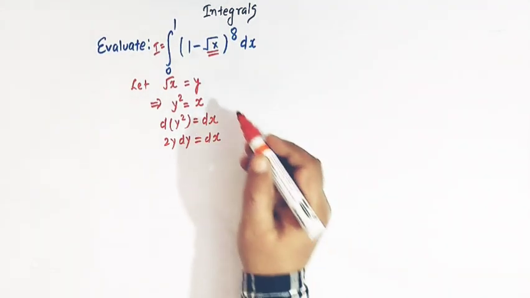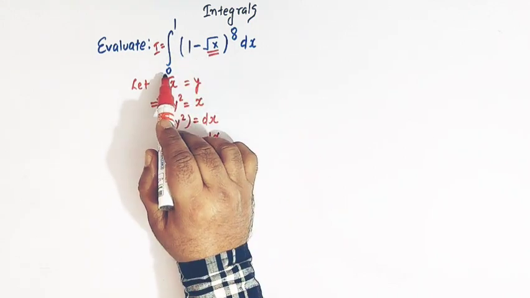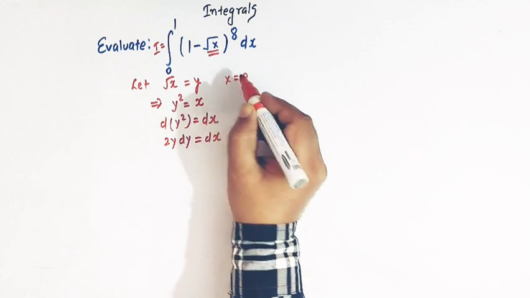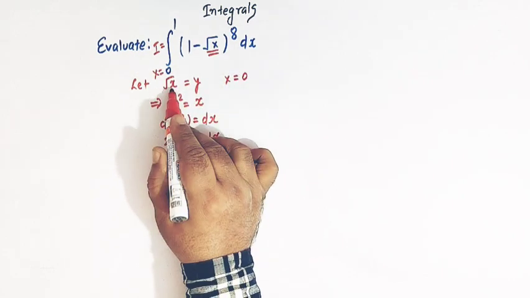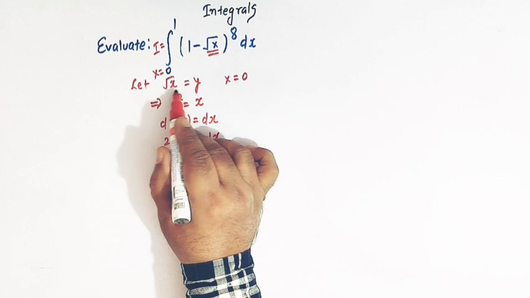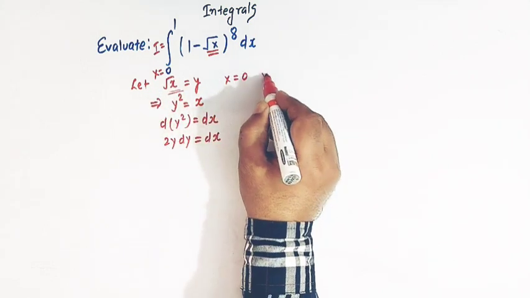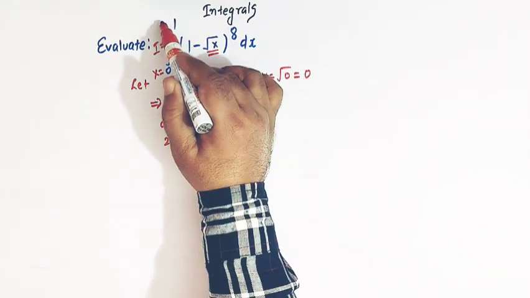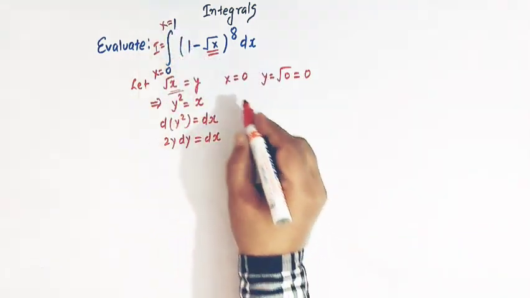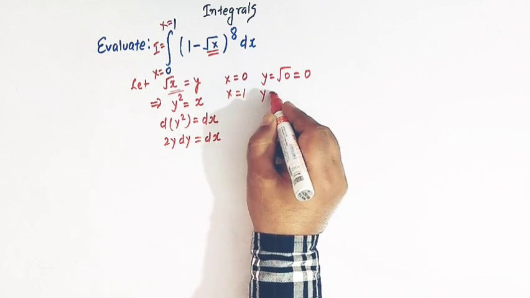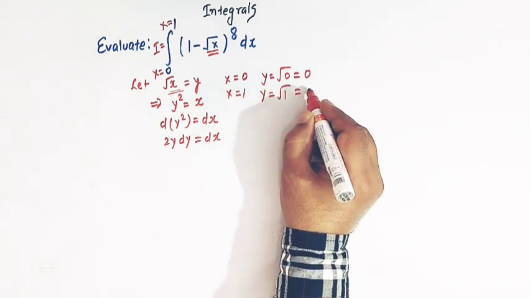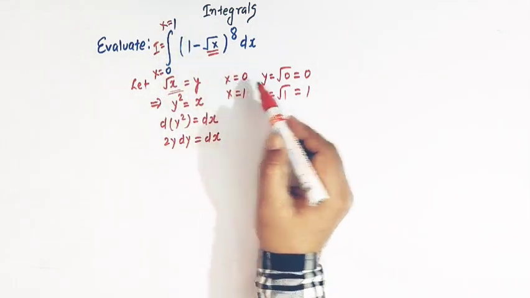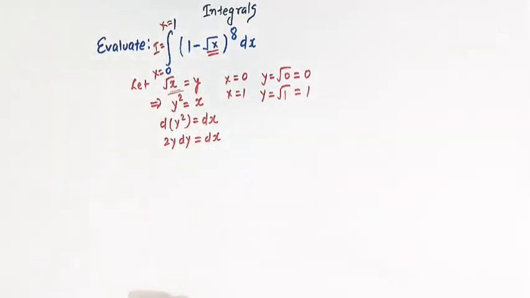Now let us change the limits. Here x varies from 0 to 1. When x is 0, the value of y can be calculated from this relation. So y is equal to square root of 0, that is equal to 0. And when x is equal to 1, the value of y is square root of 1, that is simply 1. So when x goes from 0 to 1, then y goes from 0 to 1.